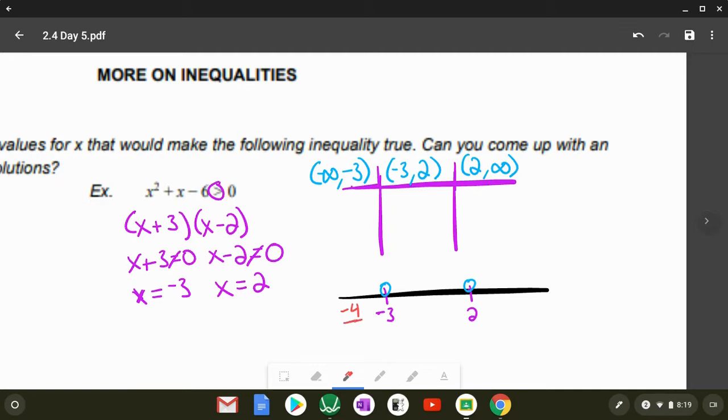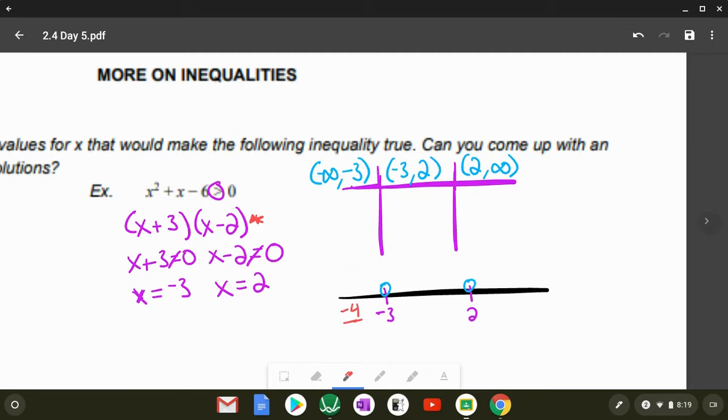If I test the number -4, I can either plug it into the entire inequality, which in this case wouldn't be too bad, but as you end up with larger polynomials, it gets a little bit tedious, especially with no calculator. Or I can plug it into the factored form of that polynomial.